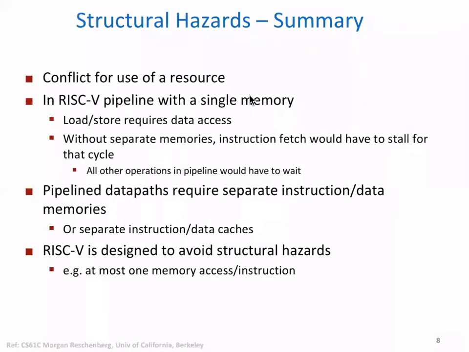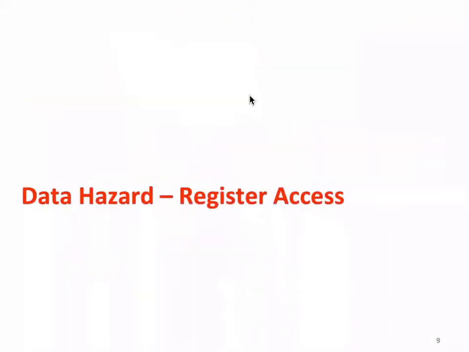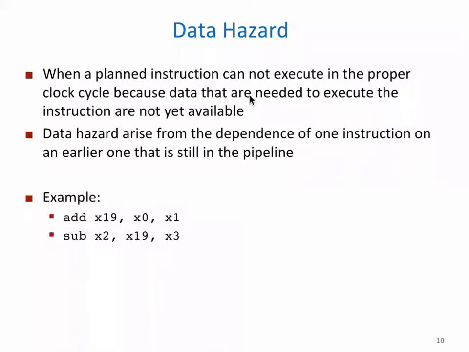So far we have studied that a structural hazard can happen, and it will result in a conflict over use of resources, for example for a single memory, and we have seen that we can use caches for that. All right, now let's move into data hazard, wherein there is a data dependency. A data hazard happens when a planned instruction cannot execute in the proper clock cycle because data that is needed to execute the instruction is not yet available.